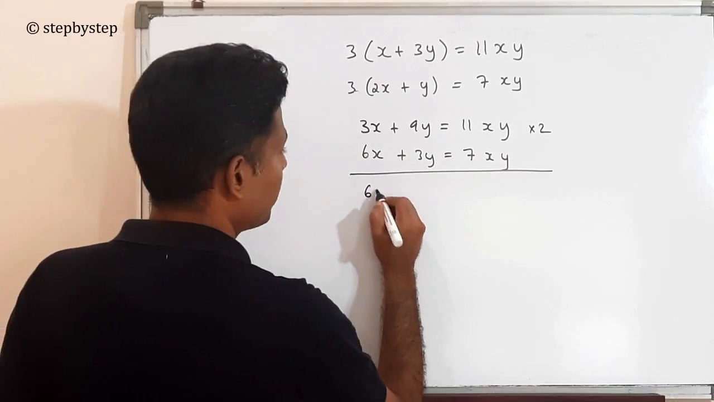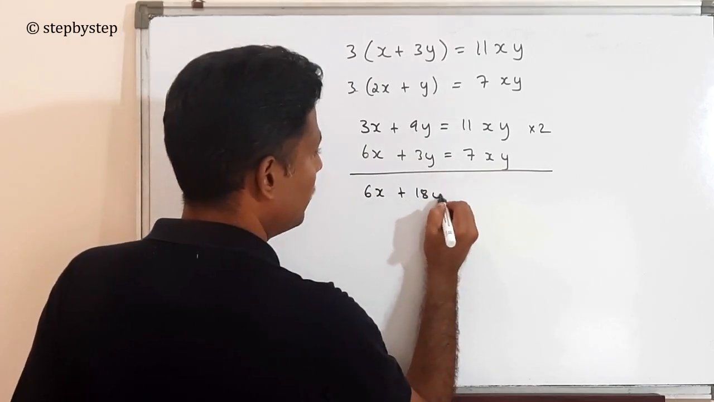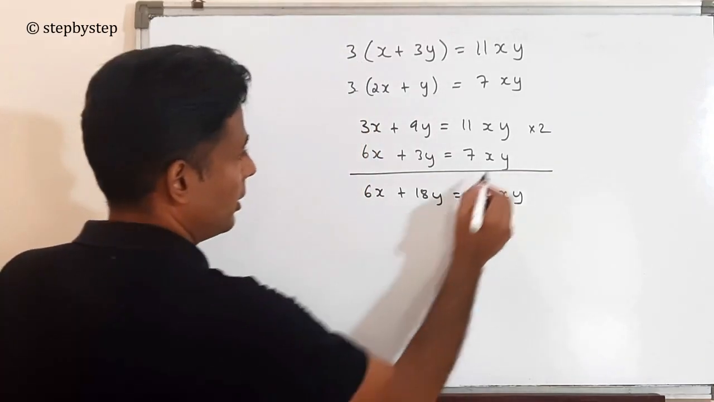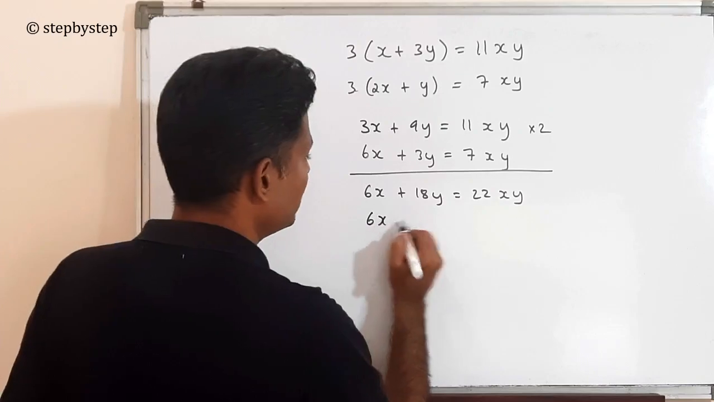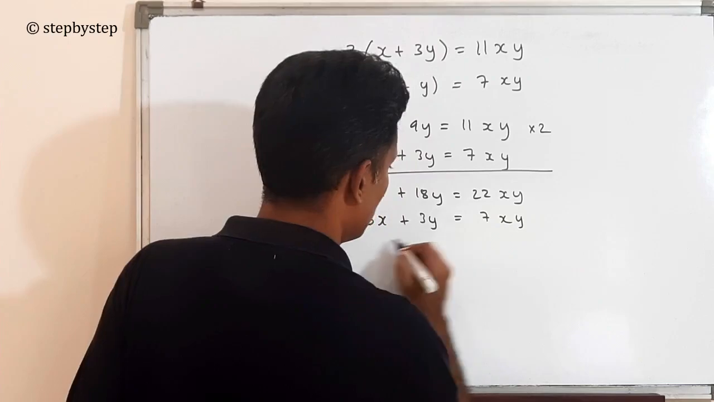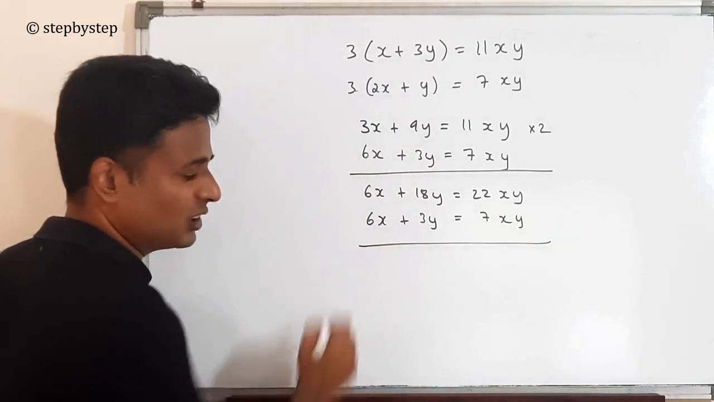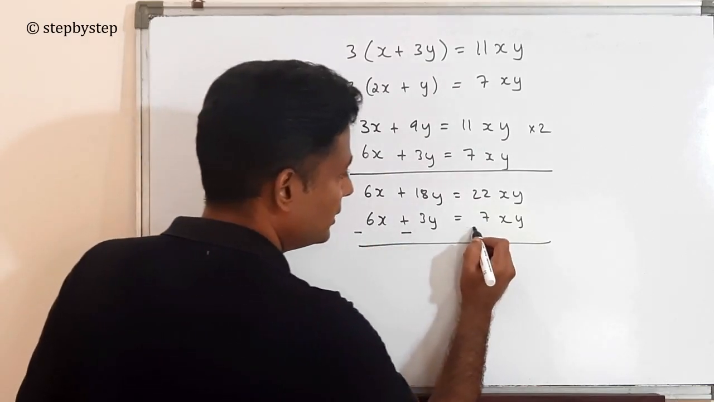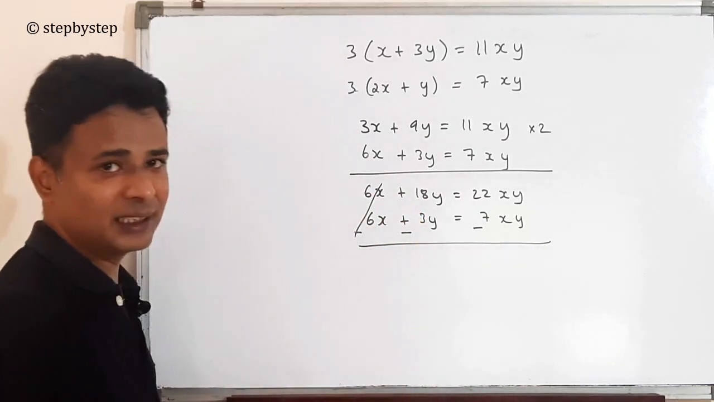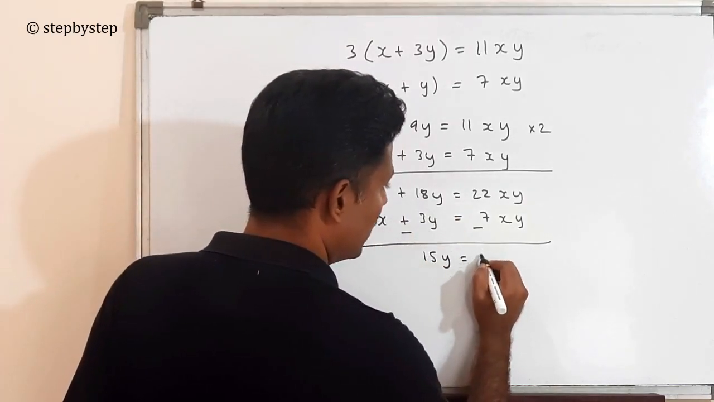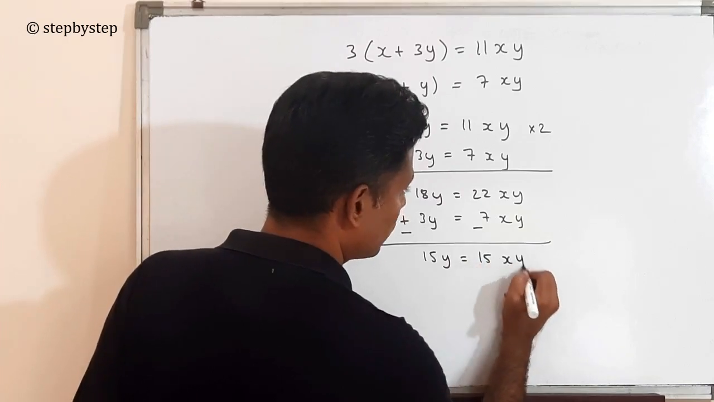So 2 into 3, 6x plus 18y equal to 22xy. Here we do not have to multiply anything. So 6x plus 3y equal to 7xy. Now both are positive, so I'll subtract the two equations. When I subtract, the signs will change. So 6x minus 6x, 0. 18 minus 3, 15y equal to 15xy.